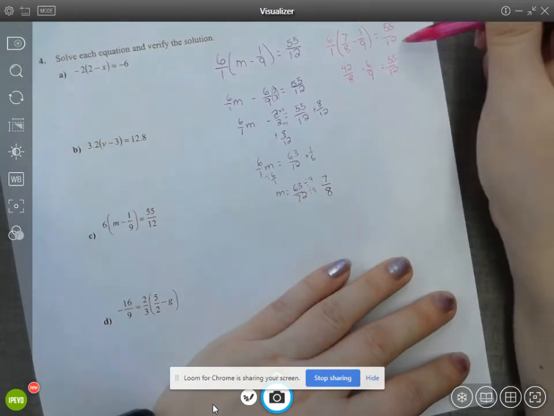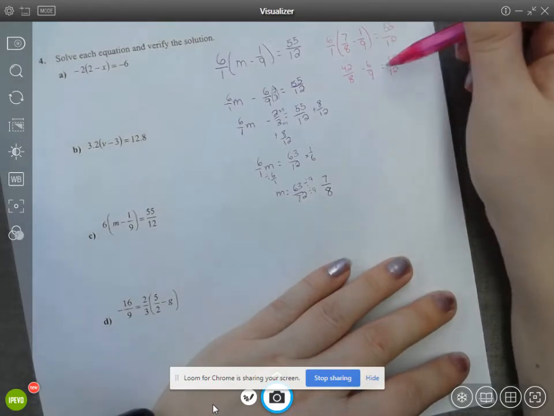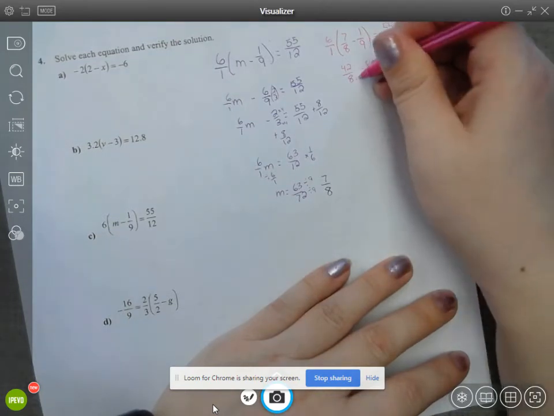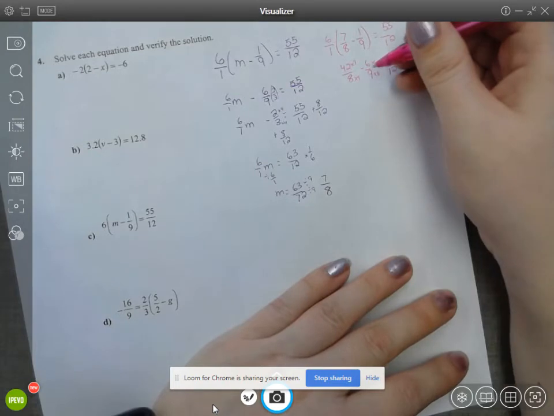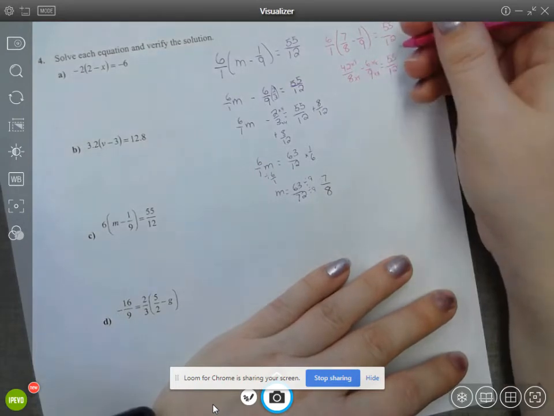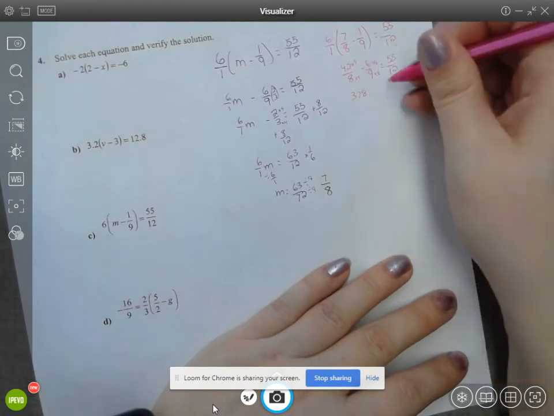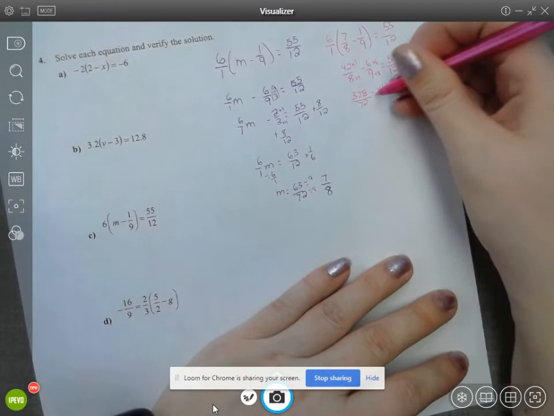But I need common denominators in order to subtract. So 8 and 9 can both go into 72. So I'm going to cross multiply by the opposite, times 8. 42 times 9 is going to be 378 minus 48, and those are both out of 72.